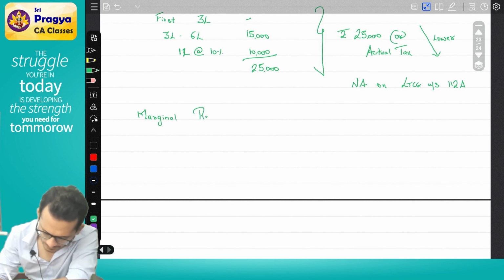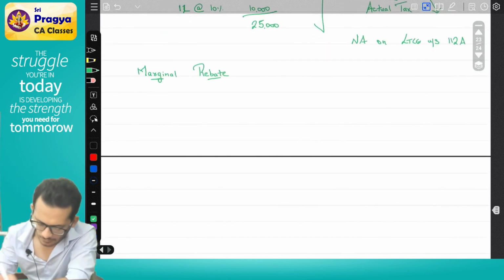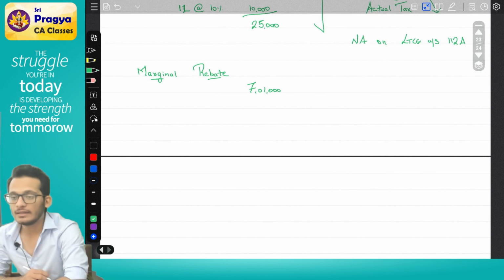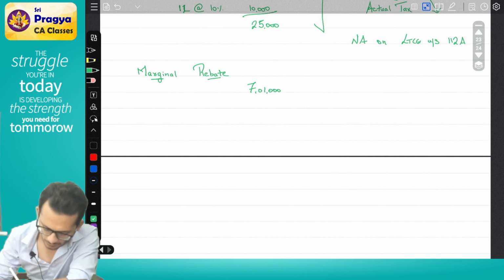They introduced this new concept of marginal rebate. Rahul, what is this marginal rebate? It is same like marginal relief. Let's assume your income is 7 lakh 1,000. How much is your income? 7 lakh 1,000. What will you do? First compute tax on 7 lakh 1,000. How will you compute, Rahul?